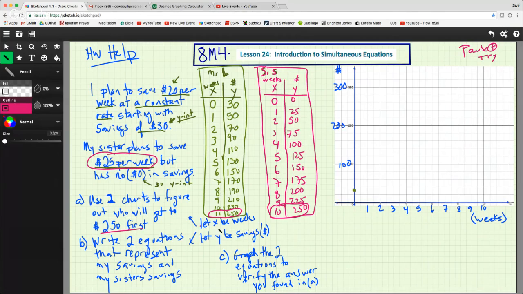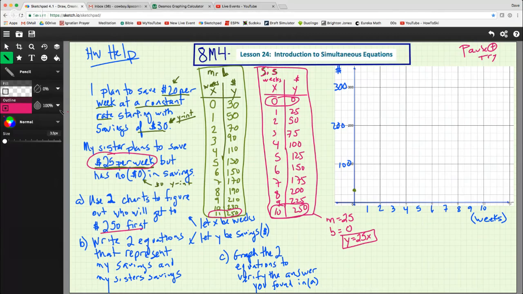So now let's write two equations that represent this, because that's what the homework says. So let's see. Here, my slope is what? My slope is 25. And my y-intercept, where x is 0, is 0. My b is 0. So my equation is y equals 25x plus 0, but I'm just going to write y equals 25x.